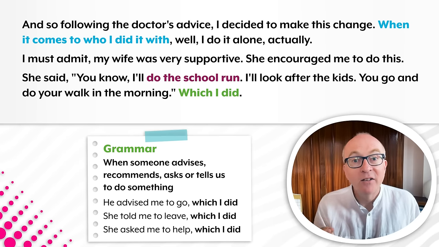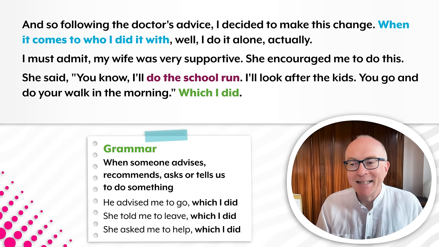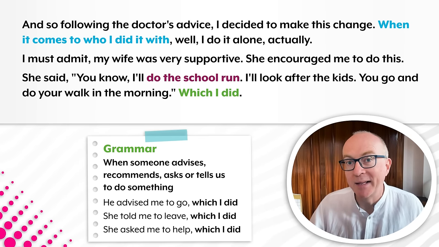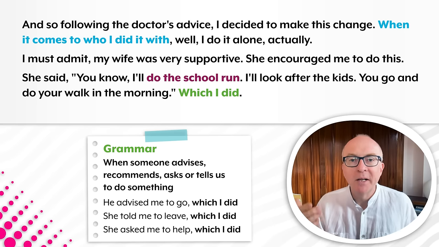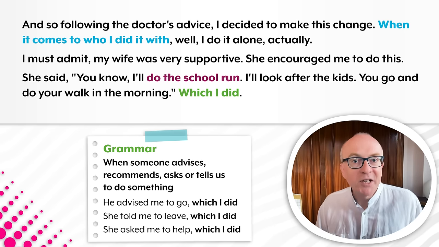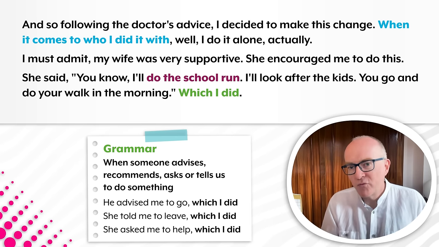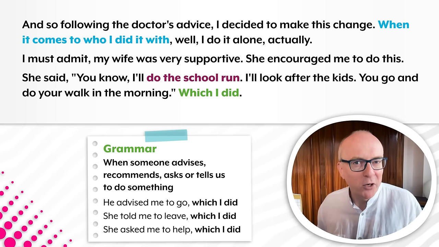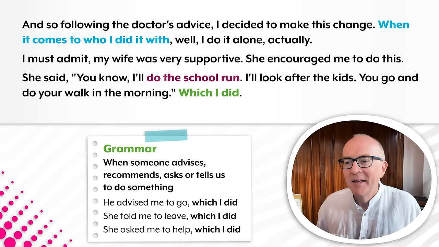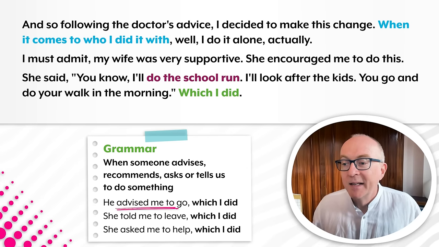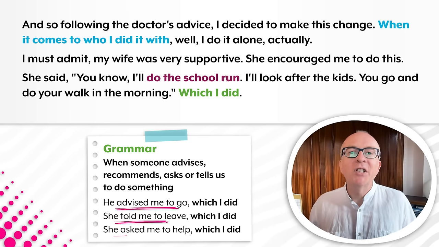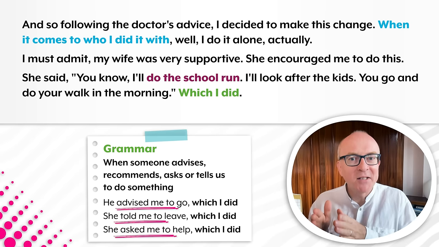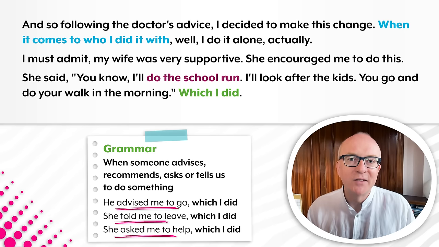Now, I could say, and I did it. But here, again, this is when somebody advises us or recommends or asks or tells us to do something. We can just say, which I did, at the end. She told me to go for a walk, which I did, instead of, and I did. And that reference, the which, referring back to go for a walk, it's lovely. It's such natural English, which will make your examiner go, ooh, that's nice. He advised me to go, which I did. She told me to leave, which I did. She asked me to help, which I did. So when you've got that structure with advise, help, to do something, which I did in the past tense.